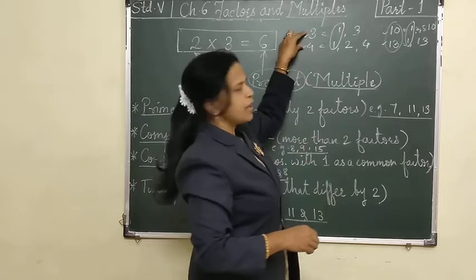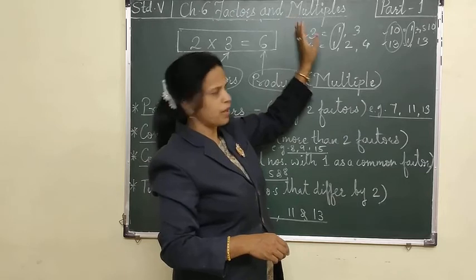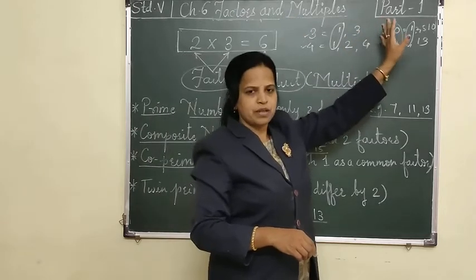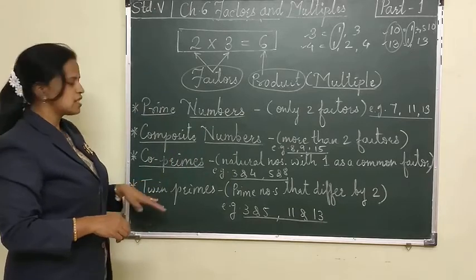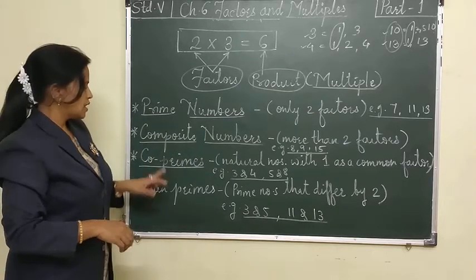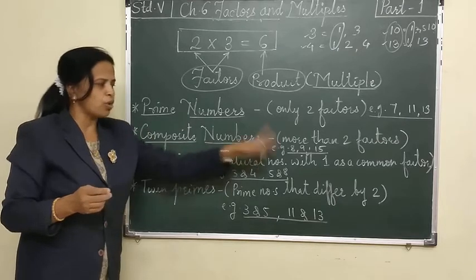It will be a pair of numbers, and together they are called co-primes. 3 and 4 are co-primes. 10 and 13 are co-primes. Do you understand? So this is the condition for co-primes. Now the last one, what are twin primes? See, co-primes, co means common. 1 is a common factor.